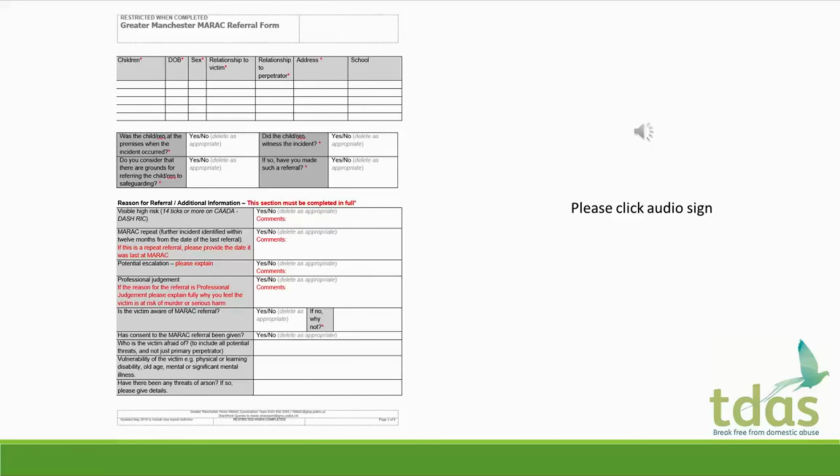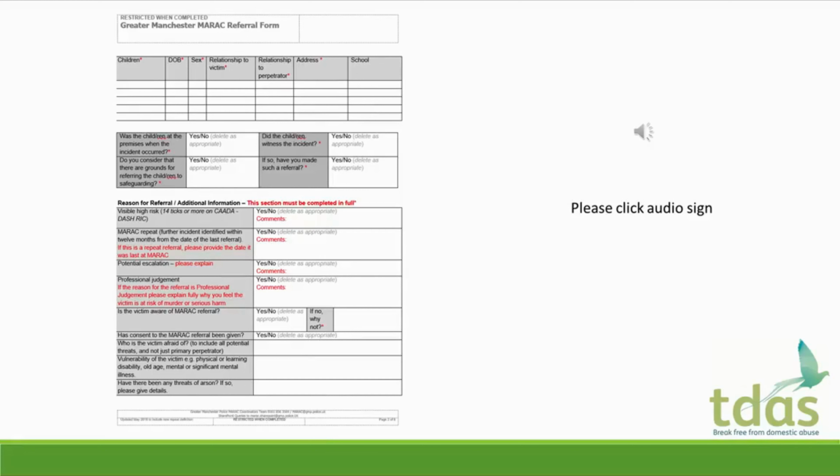Please document what threats have been made and if a referral to the fire service has already been made for a safe and well check. The next box is just for any relevant information that you may hold as a professional that may affect the level of risk. And finally, if this victim has been referred to any other MARAC, and if so, when and where.